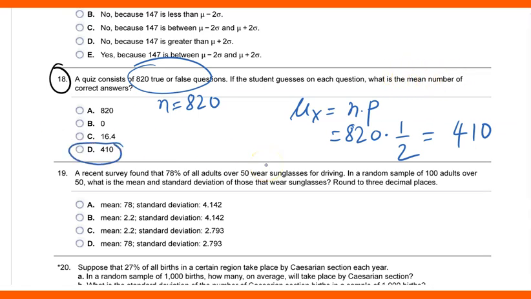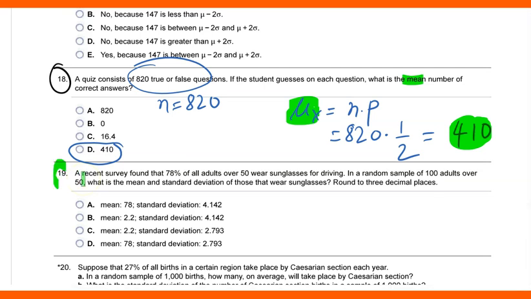Again, the mean, which is the same as mu of x. In other words, this is also the expected value. If you have a test with 820 true or false questions, you are expected to get 410 questions correct. Okay, that's what it said. This is number 18.